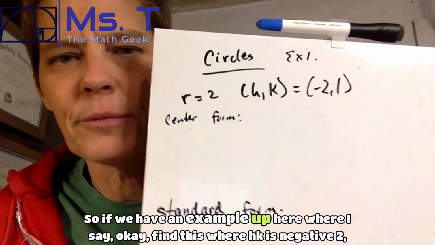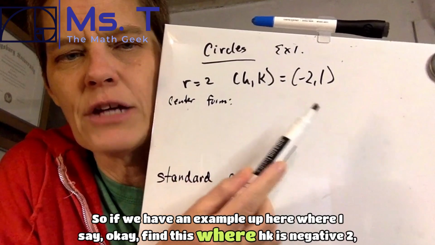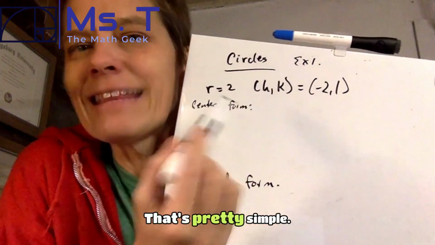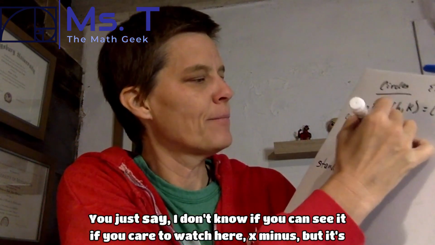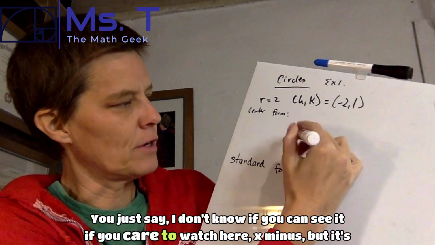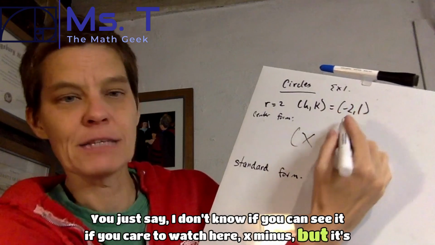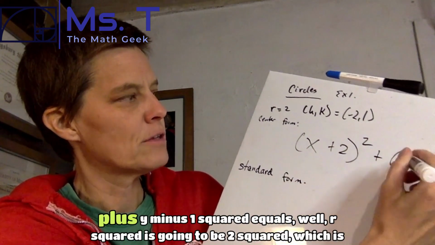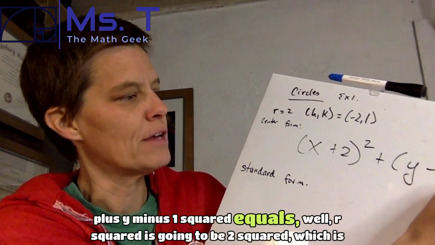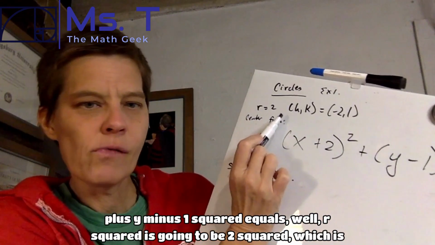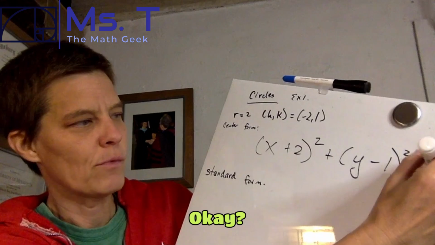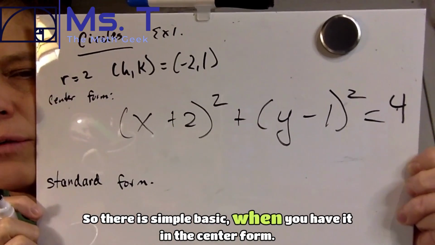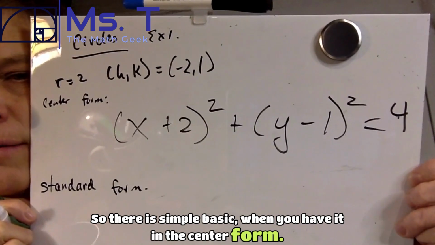So if we have an example up here where I say, okay, find this where (h, k) is (−2, 1) and the radius is 2, that's pretty simple. You just say x minus, but it's a negative 2 already, so it becomes plus 2 squared, plus y minus 1 squared equals r squared, which is going to be 2 squared, which is 4. Okay? So that is simple and basic when you have it in the center form.